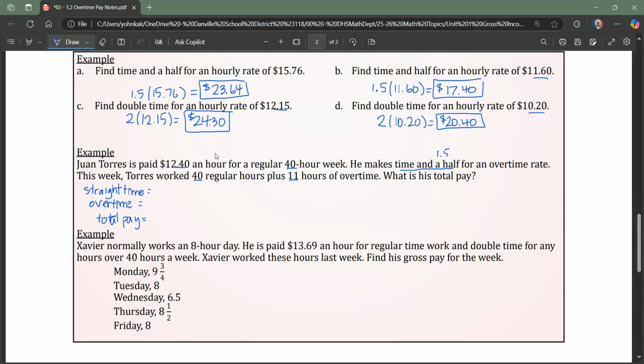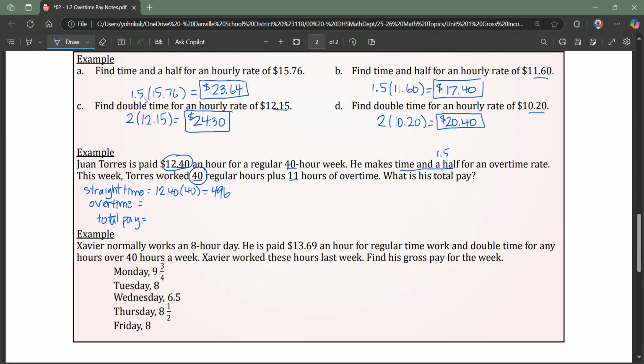All right, first thing we should do is find straight time pay. So that's regular hours times regular hourly rate. Well, regular hours is 40 regular hours at a regular hourly rate of $12.40. So we're going to take $12.40 and multiply it by 40 hours. This is going to give us $496.